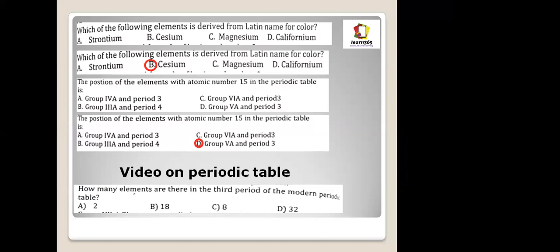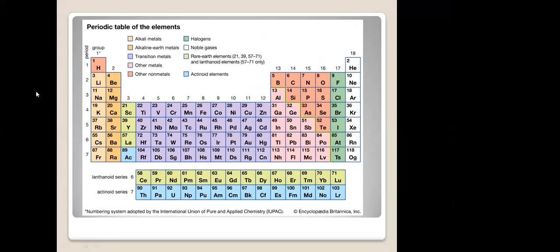Yes. Yes. Can you see? Yes. You can see. You're not able to see. We are seeing it. Yeah.